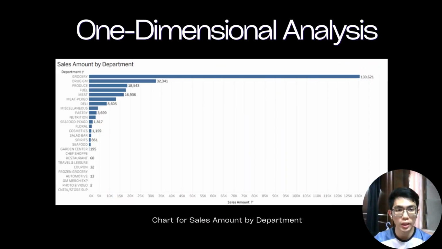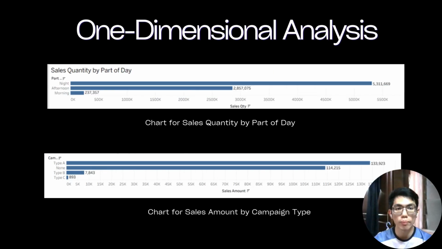For one-dimensional analysis, we can compare sales amount by department, sales quantity by part of day, sales amount by campaign type. This chart analyzes sales using only one dimension at a time, giving a clear overview of individual factors.